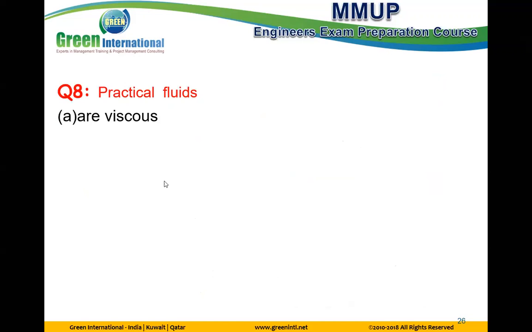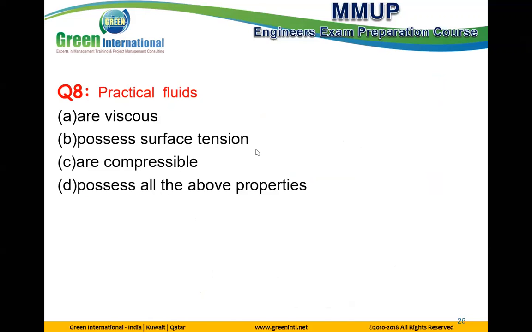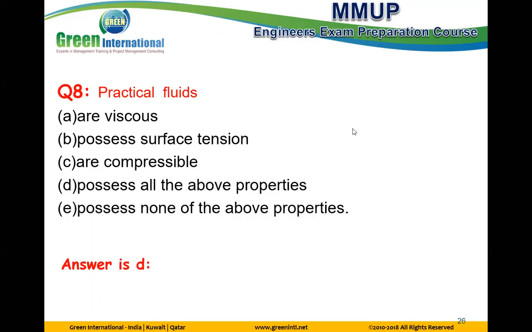I give you access to solve this with me. Answer, please. Possess all the above properties. D. Possess all the above properties. It is D. Surface tension, compressible, viscous. Okay, correct.